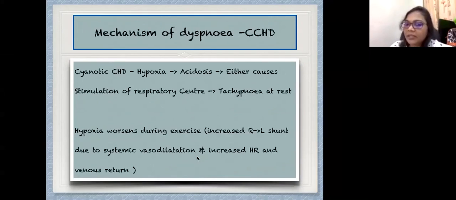So cyanotic CHD patients always have hypoxia. Some of them have acidosis, especially when the hypoxia is severe. Either of these can cause a stimulation of the respiratory center and cause tachypnea at rest. During exercise, the hypoxia worsens due to an increased right to left shunt, due to systemic vasodilatation and increased heart rate and venous return. So that is the mechanism of dyspnea in cyanotic congenital heart disease.